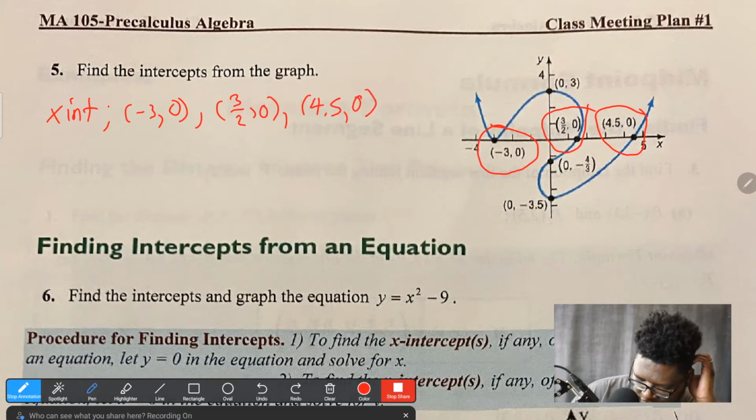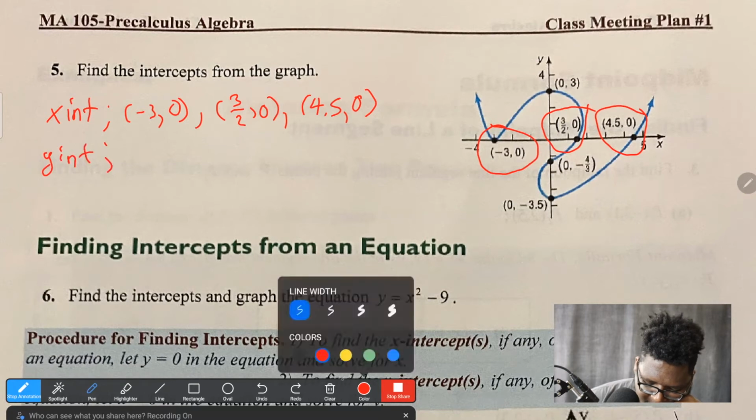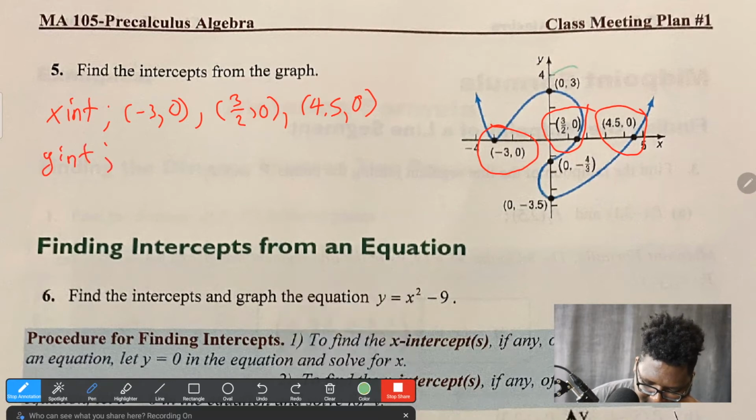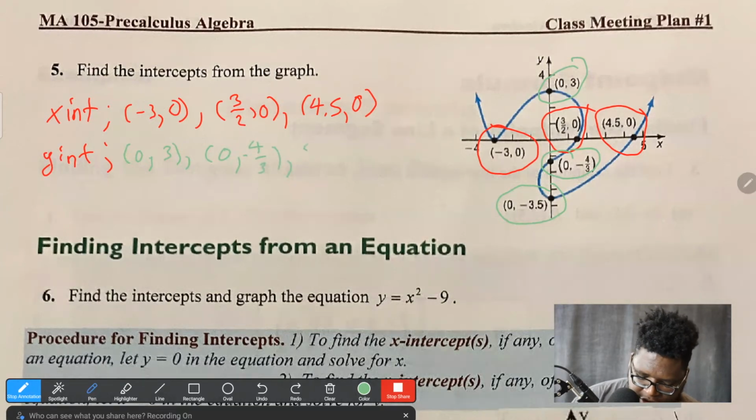Then for your y-intercepts, we can see that our y-intercepts occur here, and here, and here. So our y-intercepts occur at (0, 3). Remember, all of our x values are 0. Then (0, -4/3), and (0, -3.5).